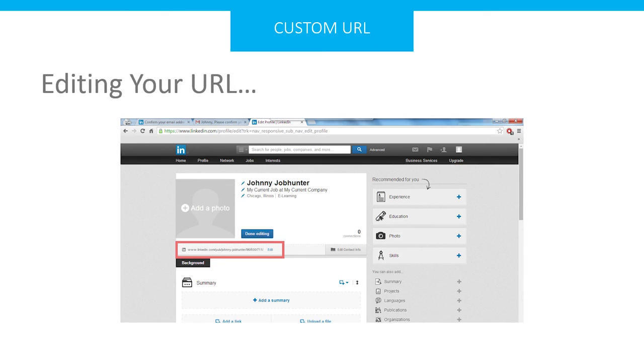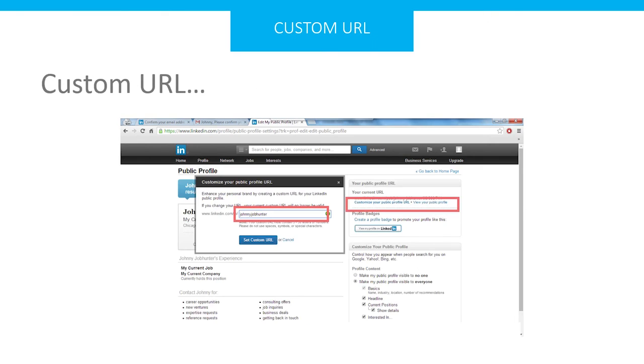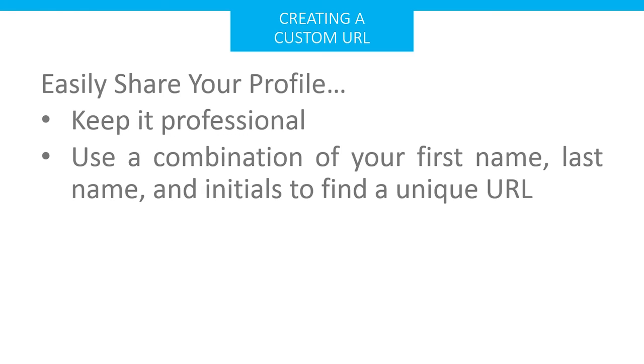So to edit your URL, click Edit right under your photo, next to your current URL. Click the Customize Your Profile link on the right, and another box will pop up, and you can type in whatever you want. Remember to keep this professional, just like your email address. You can use a combination of your name and your initials to find something that hasn't already been taken.